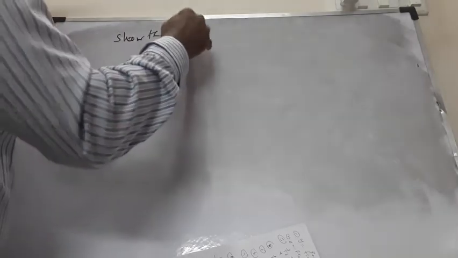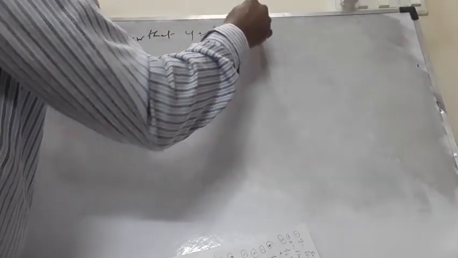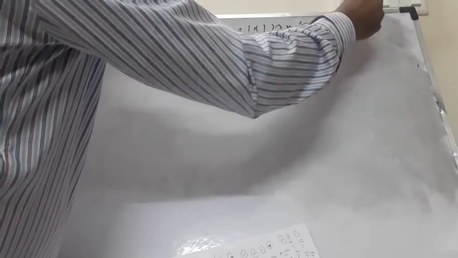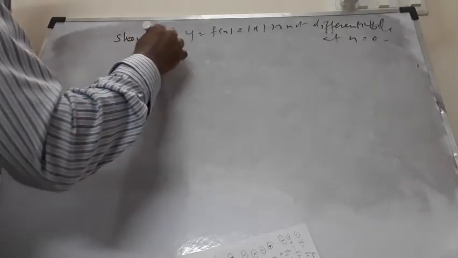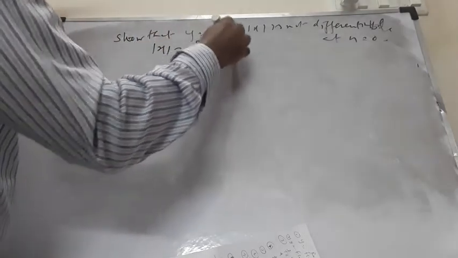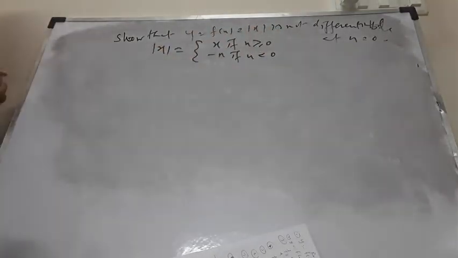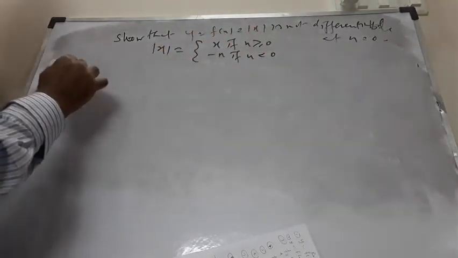Now listen carefully. Show that y is equal to f of x equal to mod x is not differentiable at x equal to 0. You know very well mod x is x if x is greater than or equal to 0, and minus x if x is less than 0. Now listen carefully.